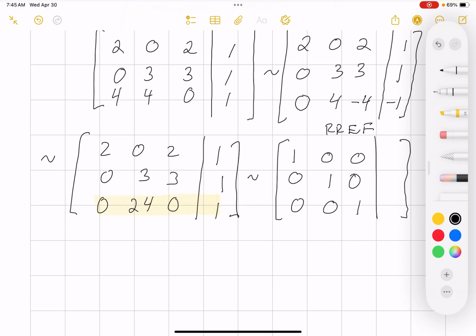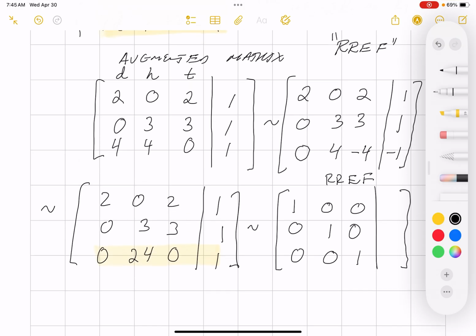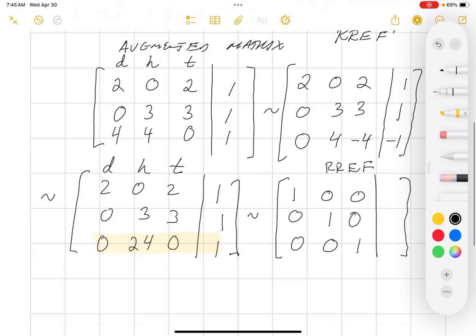So it says, and again, this is in alphabetical order. This is D, this is H, this is T. So let's write this down. So it says 24H is equal to 1, which tells me H is 1 over 24. All right? And that's an important fact. I'm going to write that down, and that's the second row. So 1 over 24.